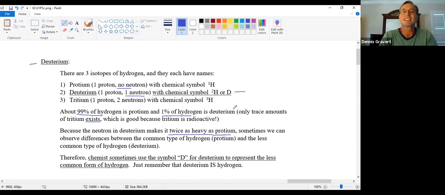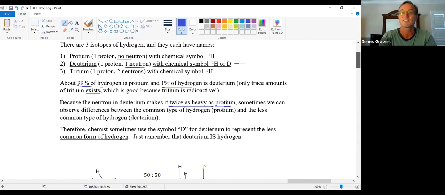So you're going to start seeing the letter D show up. D is not on the periodic table. You need to remember that is hydrogen. So all the reactions, all the characteristics that we learn about hydrogen, are the same for deuterium. It's just twice as heavy, and it's a marker. We can follow this specific hydrogen. It's deuterium, twice as heavy.